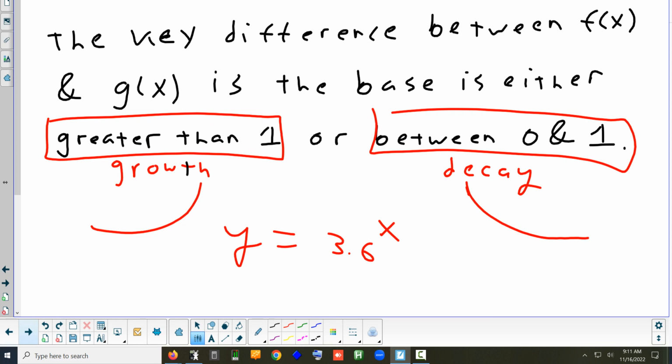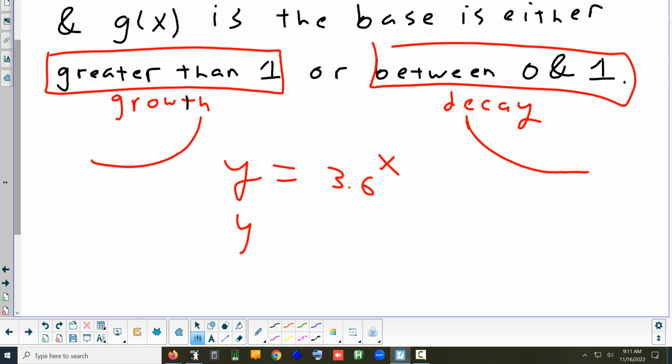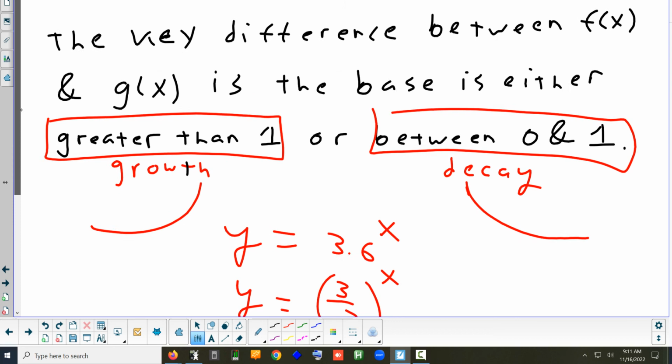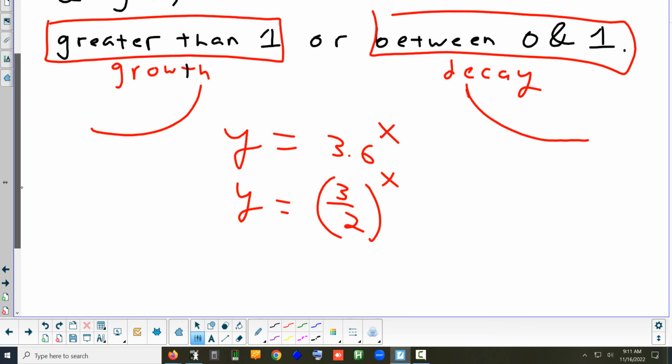Yep, that's growth. How about if I did a fraction? Yep, that's growth. I didn't say fractions were decay. I said numbers between 0 and 1. That's 1.5. So that's growth. It's slower growth, but it's still growth. Any question on that?